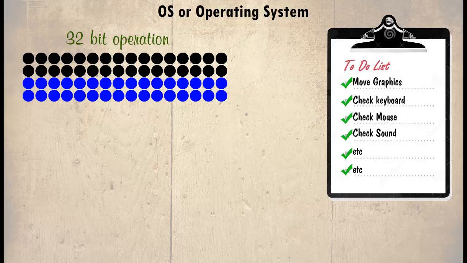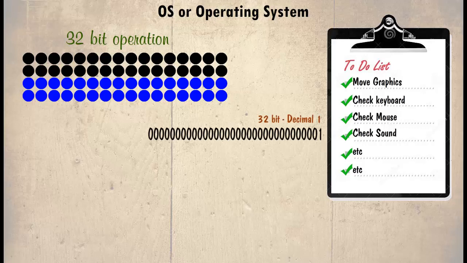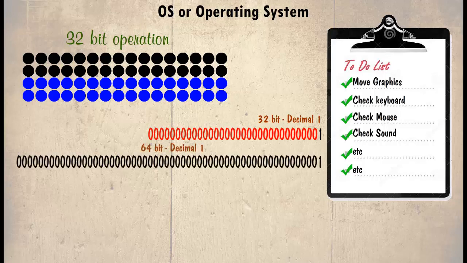So why not have a 128-bit system or even a 256-bit system? Mainly because of memory limitations. We can see this if we looked at a 32-bit number. Decimal 1 in 32-bit binary is 31 zeros and a 1. In 64-bit binary, a 1 would be 63 zeros and a 1. Mathematically, there is no difference between these two.